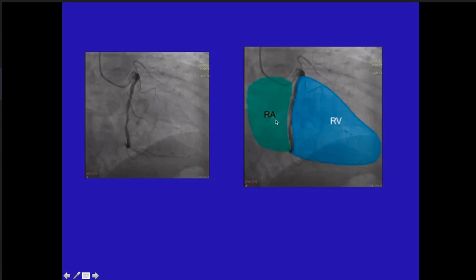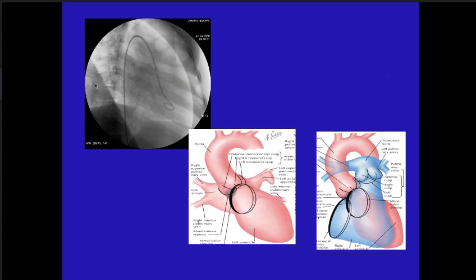Therefore, RA and RV are separated by the AV groove. So you know where the RA ends and where the RV begins. Any branch going on this side is the RV branch. Any branch going on this side is the atrial branch. Okay.